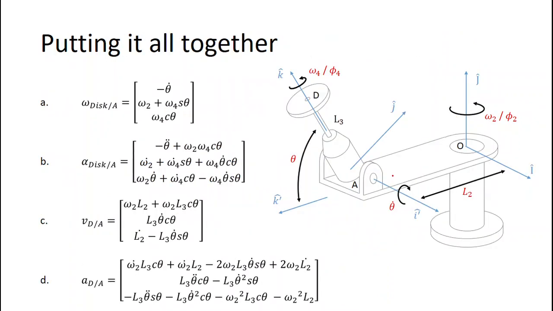Now, we put it all together. So these are the final total velocities and accelerations, both angular and linear: omega disk in A, alpha disk in A, V d in A, and A d in A. And these are the terms that we wanted to find. And I hope this presentation helps, and thank you for your time.